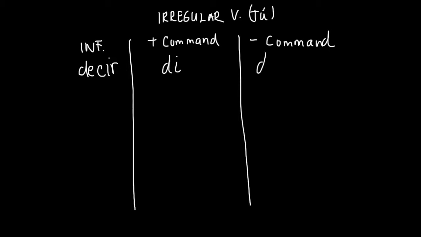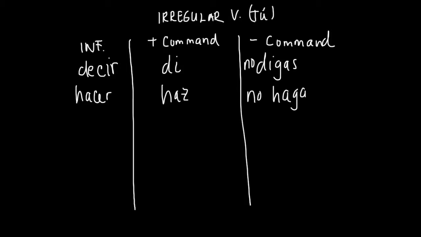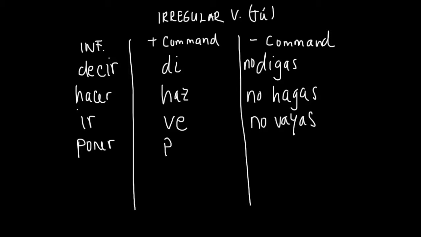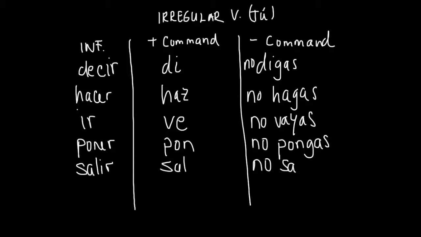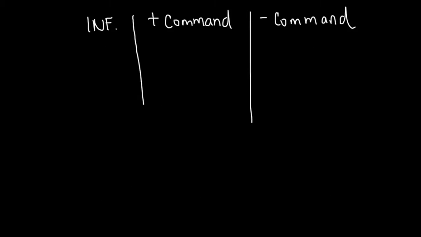So the verb decir, positive command, di. Negative command, no digas. Hacer, haz. No hagas. Ir, ve. No vayas. Poner, pon. No pongas. Salir, sal. No salgas. Tener, ten. No tengas. Ser, sé. No seas.